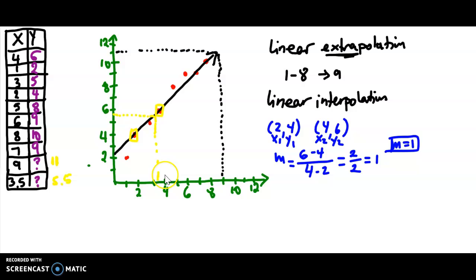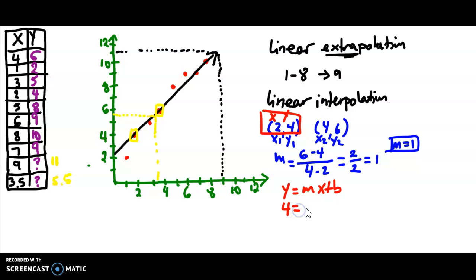Now, for the b value, I can predict that it's about a 2, I can see it here, but I can also go and find it. I can use one of the points, whichever I want, and the m to find my b. So I can use this point. That's going to be my x, that's going to be my y, and I can put them in y equals mx plus b.